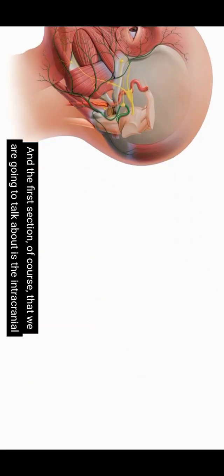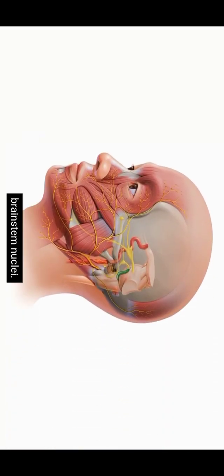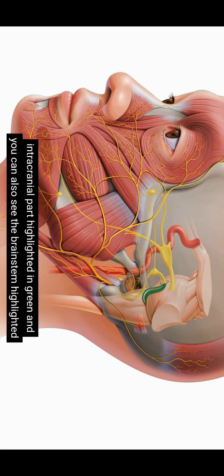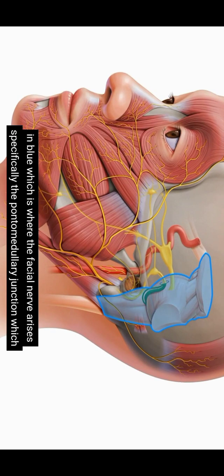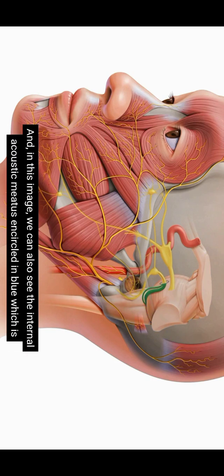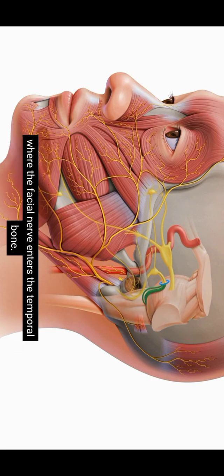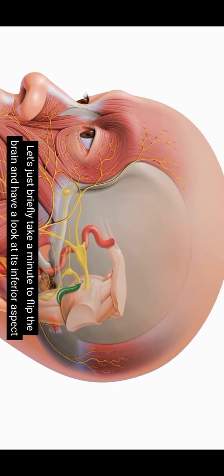So now that we know all of that, let's move on to talk about the anatomy of the facial nerve. And the first section, of course, that we're going to talk about is the intracranial portion, which is also the most medial part, or the part that arises directly from the brainstem nuclei. So in this image, which we're zooming into a little bit, you can of course see the intracranial part highlighted in green, and you can also see the brainstem highlighted in blue, which is where the facial nerve arises, specifically the pontomedullary junction, which I've now highlighted for you in blue. In this image, we can also see the internal acoustic meatus, encircled in blue, which is where the facial nerve enters the temporal bone.